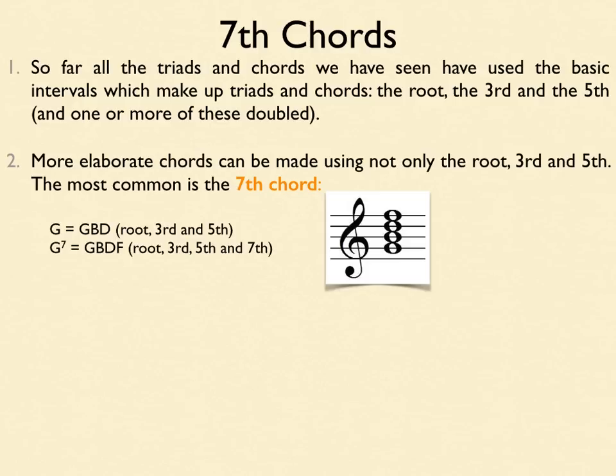And you can see what that looks like in the treble clef of your G, B, D, and F. So that's a seventh chord. You have your G as your root, your B as your third, your D as your fifth, and your F as your seventh.